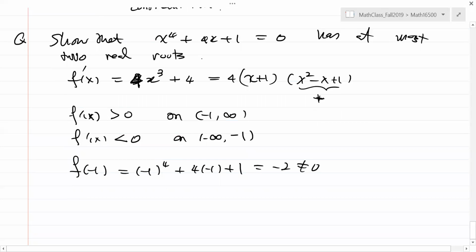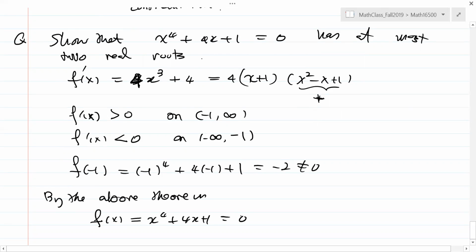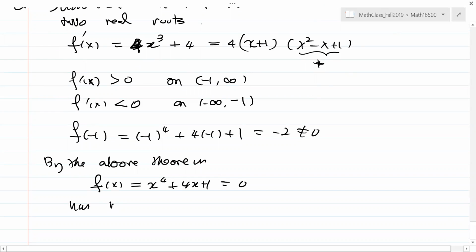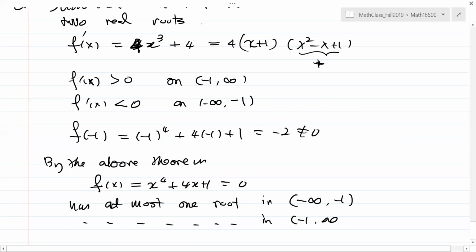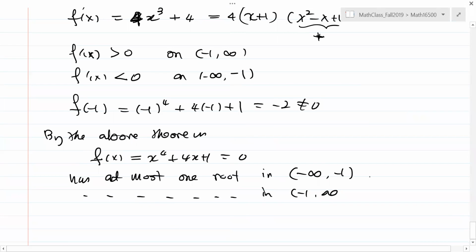It's important. Then by the above theorem, f of x equals zero, yeah, f of x is this one, right? This one has at most one root in the interval from negative infinity to negative one, and also at most one more root in the interval from negative one to positive infinity, and negative one is not a root, so that means it has at most two roots over the whole line. Why? Because over each interval, the derivative is always positive or always negative, right?